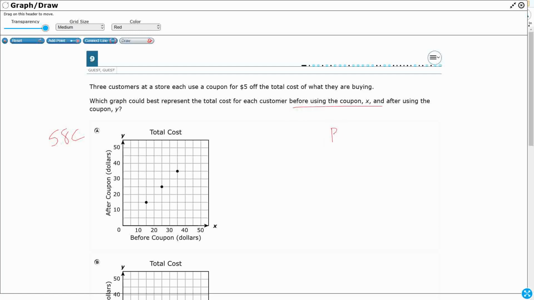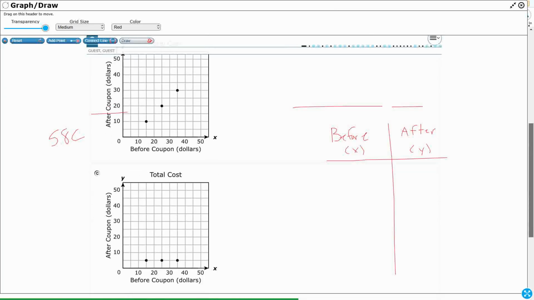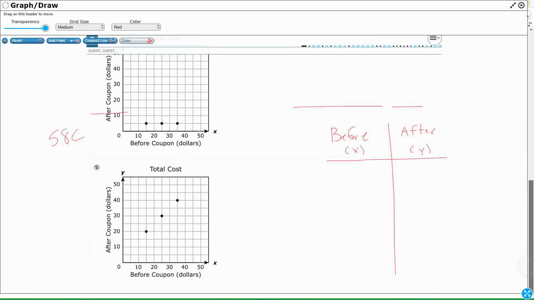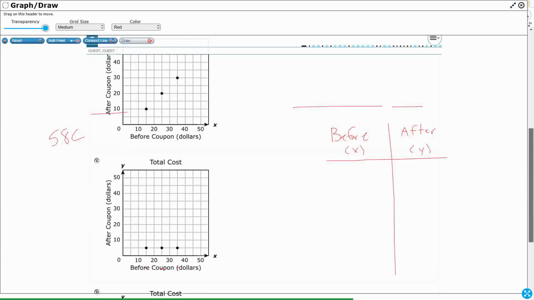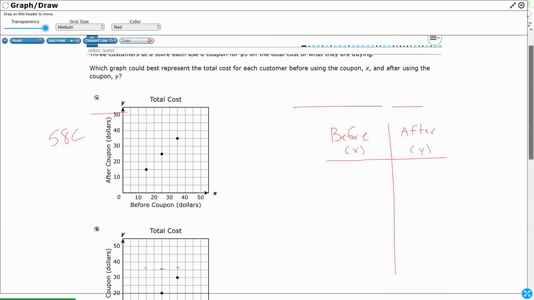Okay, so I'm going to say before, and I'm going to put X. I'm going to make a little table here, get my own numbers, and then after is Y. All right, so I'm going to make a little input-output table so I can graph these points. And let me just see, I could pick random numbers, but let me see if there are numbers that they use for the x's. All right, it looks like all the way down, they're going to use 15, 25, 35. Just looking at my x values. Look what I got, 15, 25, 35, all the way down.